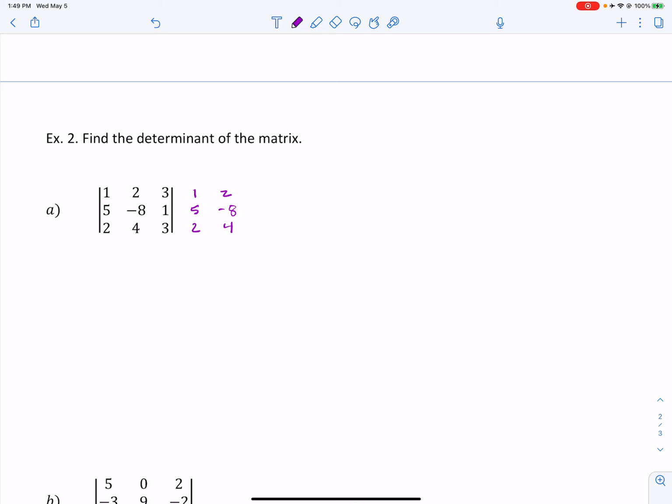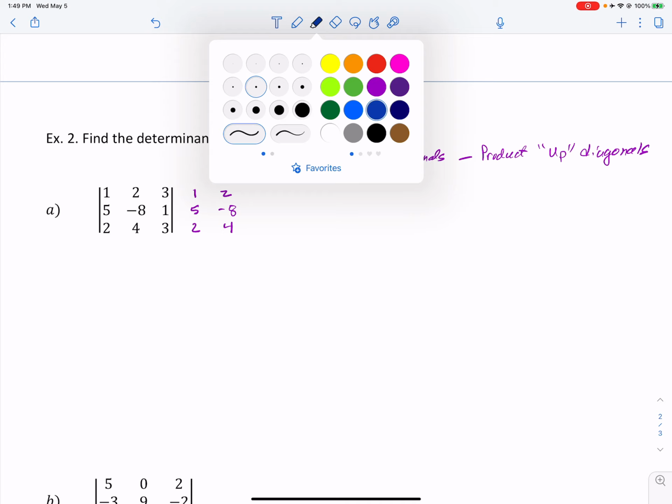And then what we're going to be doing is taking the product of the down diagonals, and I'll show you what those are, minus the product of the up diagonals. So I'm going to start with, I'm just going to use some different colors here.